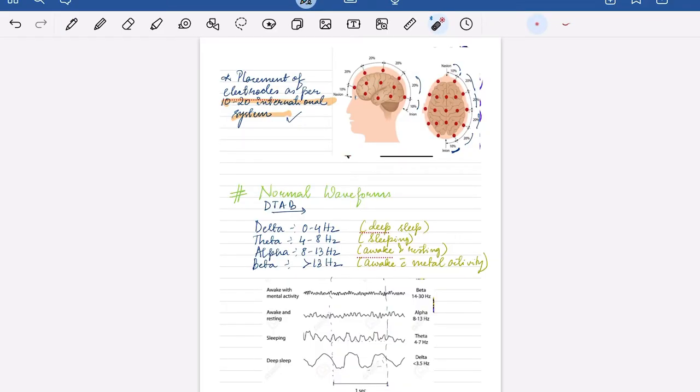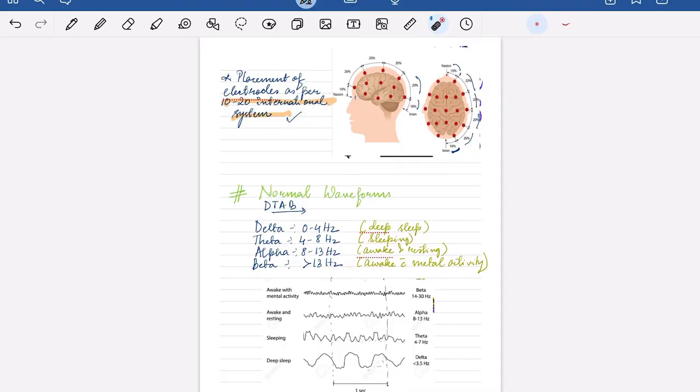Now let's have a look at normal waveforms. For normal waveforms, first we have to remember what they are. Delta, theta, alpha and beta in increasing order of frequency. So there is a mnemonic known as D-TAB: delta, theta, alpha and beta. Delta is for 0 to 4 Hz, theta is for 4 to 8 Hz, alpha is for 8 to 13 Hz, beta is for more than 13 Hz, can go up to 30 Hz.